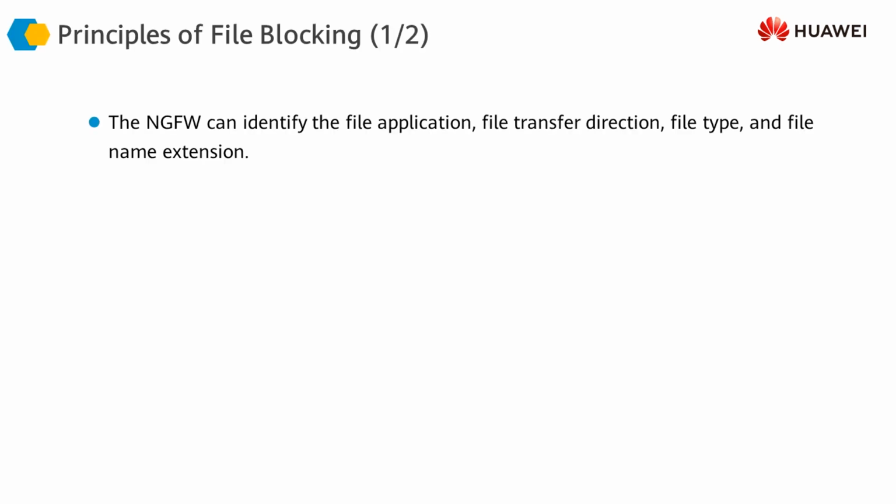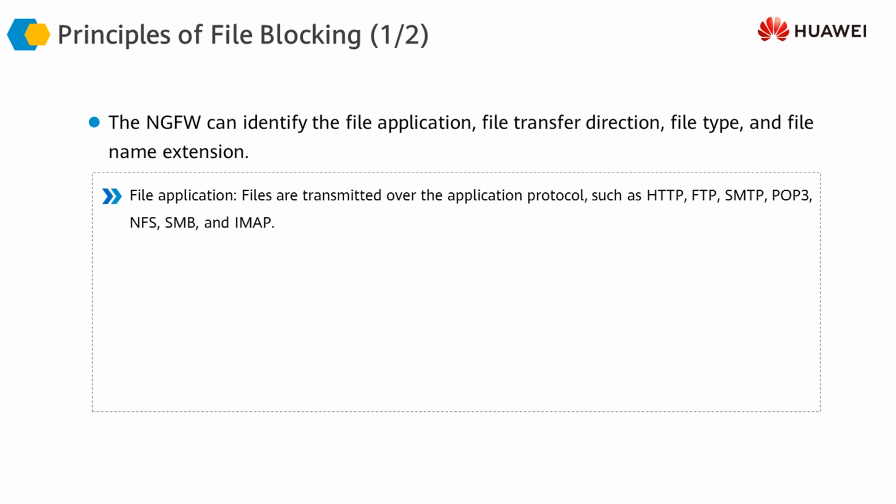If we look at the basic principles of file blocking, what we do is that we can identify the files based on the applications that those files belong to. For example, the traffic or the protocol that is carrying that file, if it's being carried by HTTP or FTP or SMTP or any of these protocols, we could identify the protocol and stop that protocol from carrying the files.